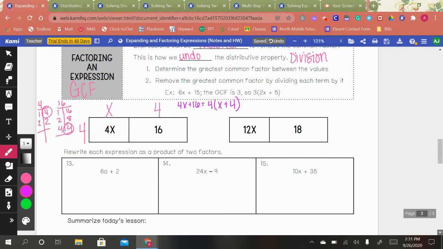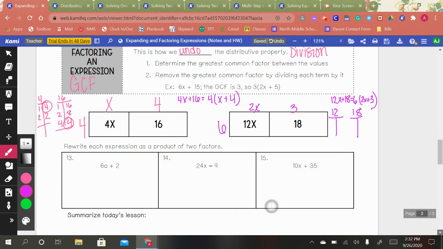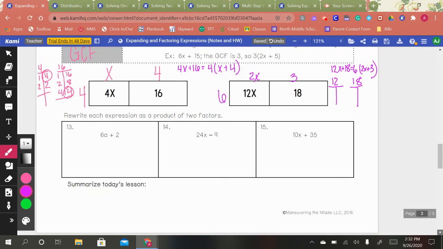All right, on the next one, 12x and 18. Again, it's the same problem. 12x plus 18 is going to be the same as some number times a group. Okay, and the greatest common factor for 12x and 18 is 6. So 12x divided by 6 is 2x. 18 divided by 6 is 3. So I have 6 times 2x plus 3. Okay, and again, if you need a factor tree for 12 and 18, then you need to do that on your own. Okay? All right, number 13, 14, and 15.